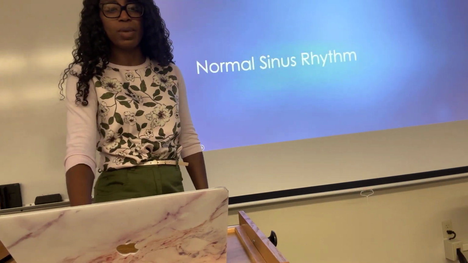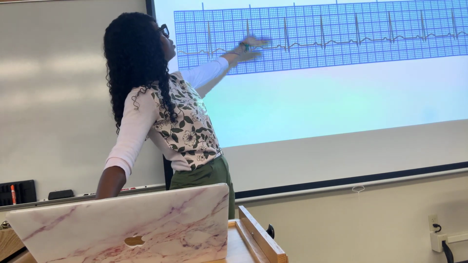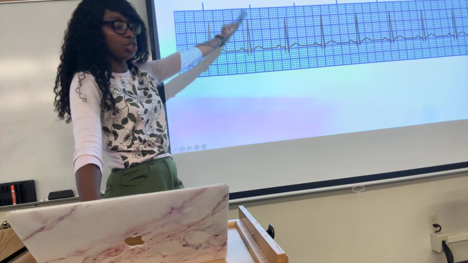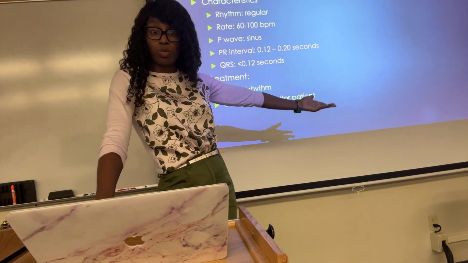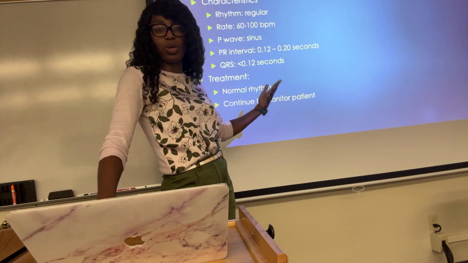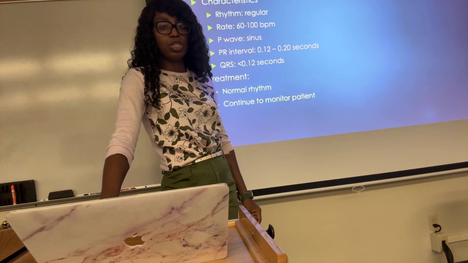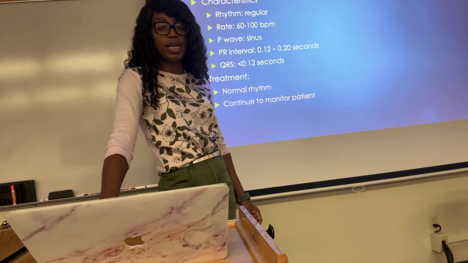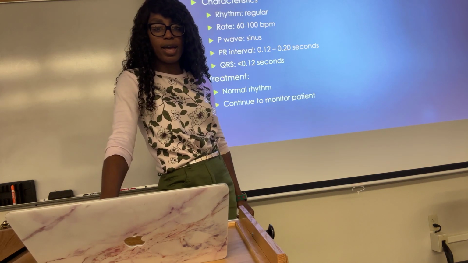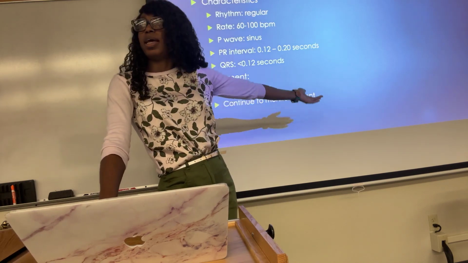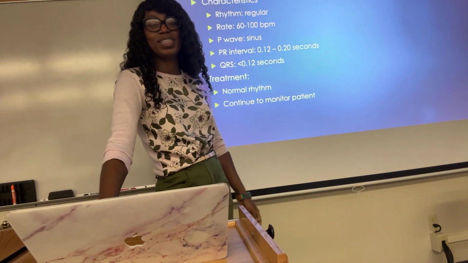Okay. Normal sinus rhythm, we mentioned already. This is what a normal sinus rhythm is. It's regular, we see P, we see Q, R, S, T. But here are the numbers, okay? So it's regular, 60 to 100 rate. PR interval is 0.12 to 0.20. QRS is less than 0.12. And what do we do? Nothing. Because this is normal. If we did something, we'd be hurting them. You continue to monitor.